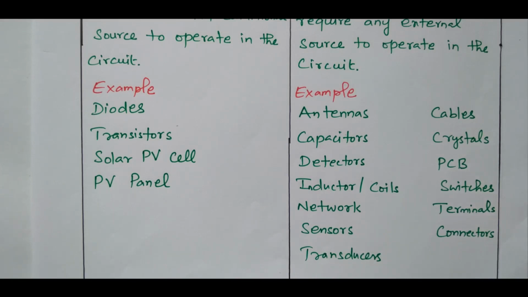Just while connecting in the circuit, it will receive the energy from the circuit. It will not go for any amplification. It will receive the energy and it will do the work. Right? So in this video, we discussed what an active component is, what a passive component is, what the examples are, and what the comparisons are.